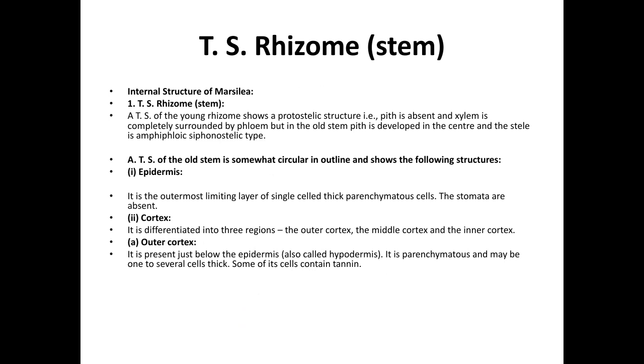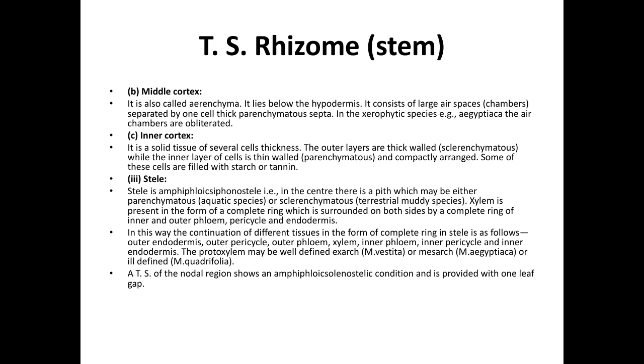Outer cortex is present just below the epidermis, also called hypodermis. It is parenchymatous and may be one to several cells thick. Some of the cells contain tannin. Middle cortex is also called parenchyma. It lies below the hypodermis. It consists of large spaces separated by one cell thick parenchymatous septa.